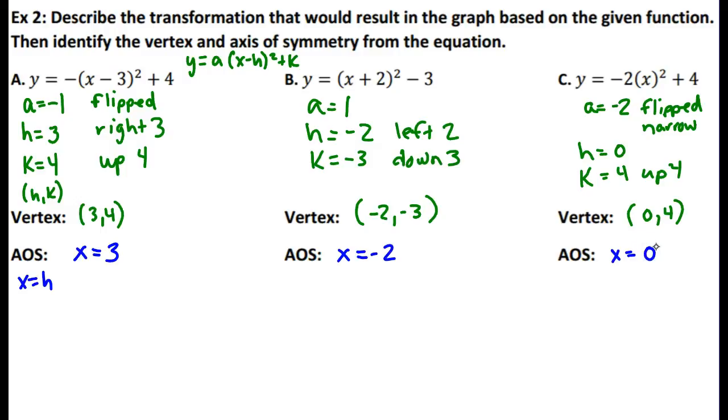Now what I'd like you to do is the U-try, A, B, and C. So go ahead and pause the video. When you're ready to resume, unpause and check your solutions.